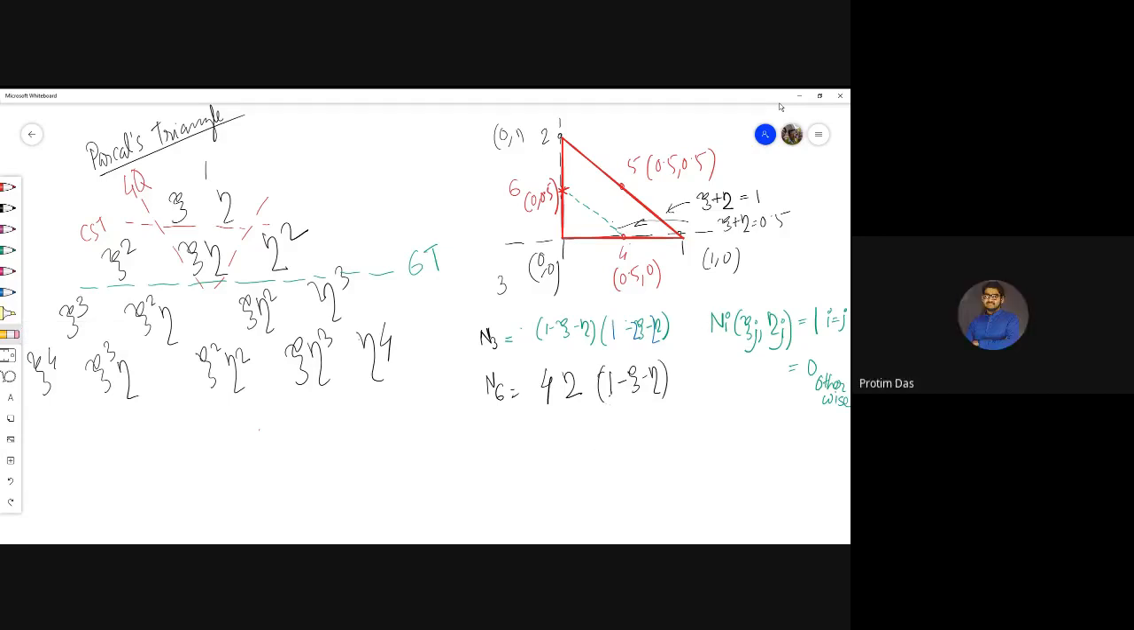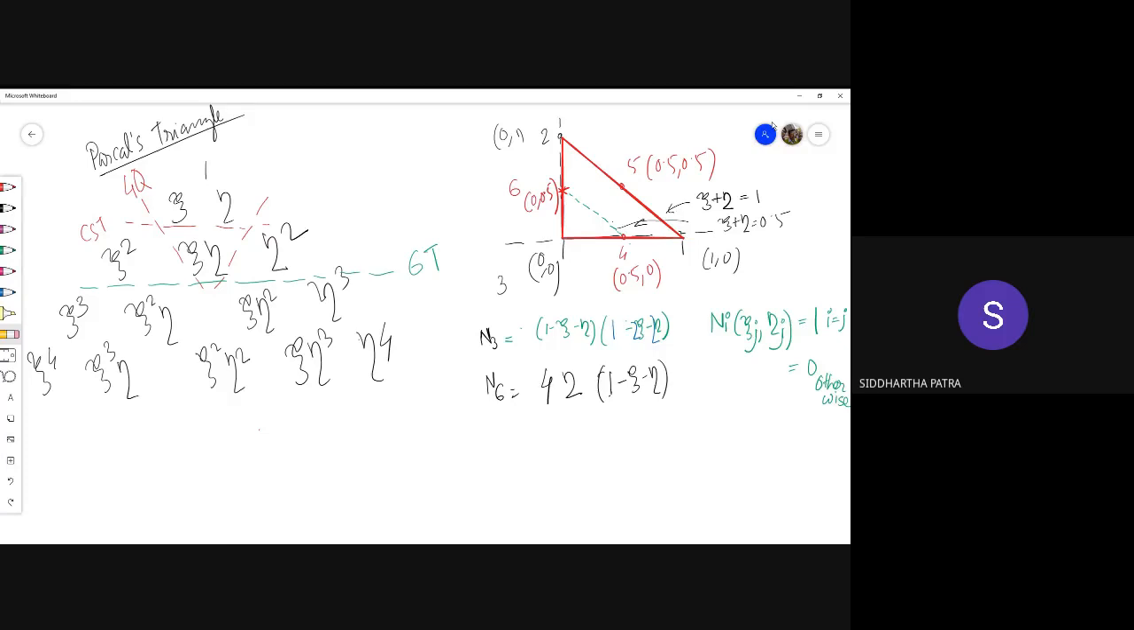Sir, please explain this part once more. Okay, what did I do? Look, N6 should be 0 on this line, right? I need to find two lines on which it will be 0. So N6 should be 0 on this line, and this line 3 1. Is this understood? It will be 0 on 1 2 and 3 1. Now what I'm writing is the equation of line 1 2 and the equation of line 1 3.